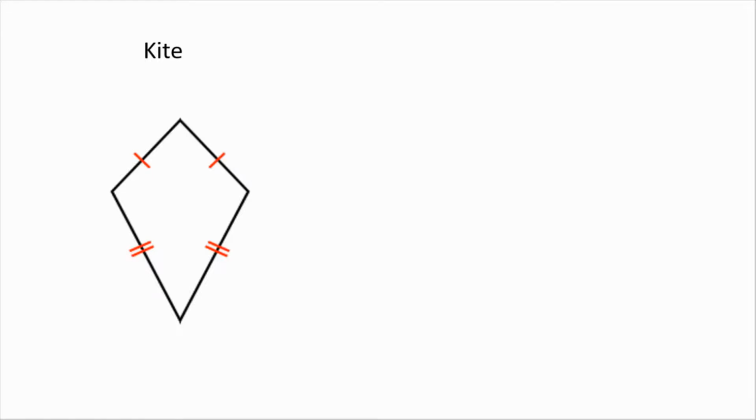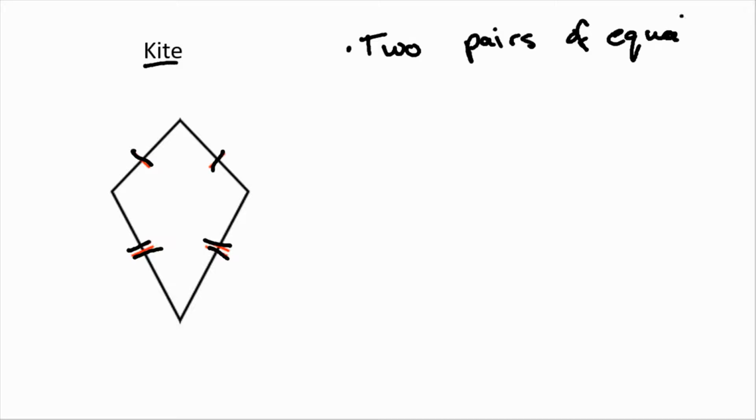The second sort of quadrilateral we're looking at is what we call a kite. Now here our symbols for equal length are already drawn on. So we're saying those two sides are equal, and then these two sides are equal. So like the rectangle, it has two pairs of equal length sides.